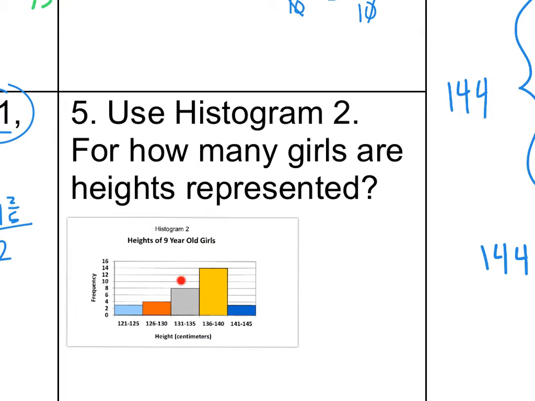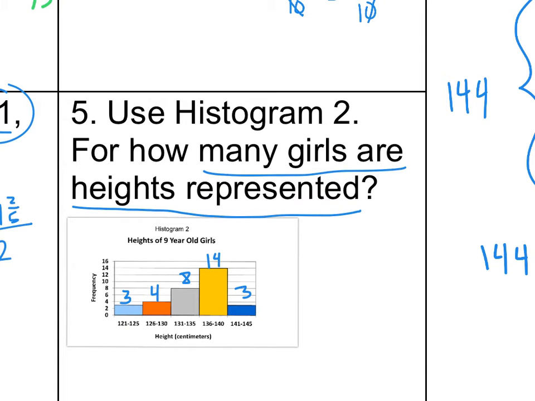For number 5, here's a picture of histogram 2. It is heights of 9-year-old girls. So the heights are down here in intervals of 121 to 125, etc. And our frequency, which is how many people have that height, right? So each of these bars represents a number of girls, in this case 3, then 4, then 8, then 14, and finally another 3.